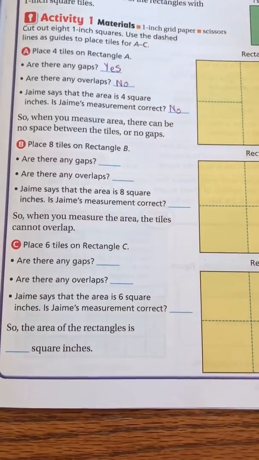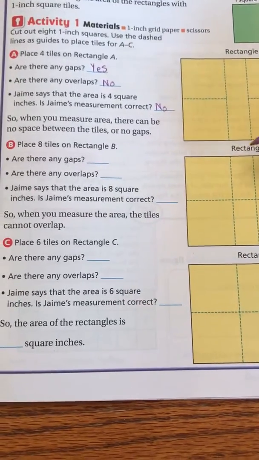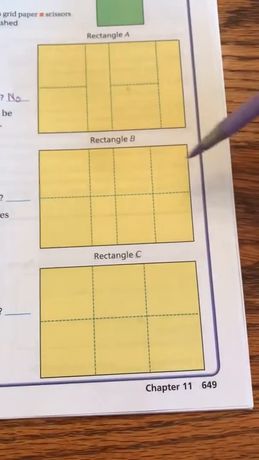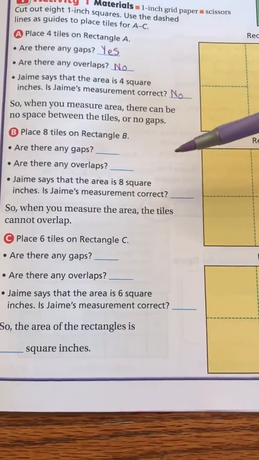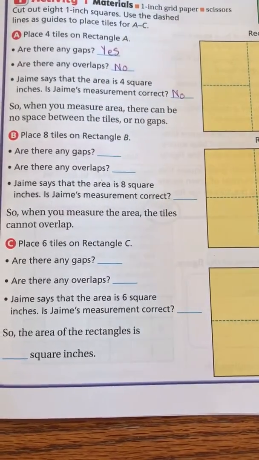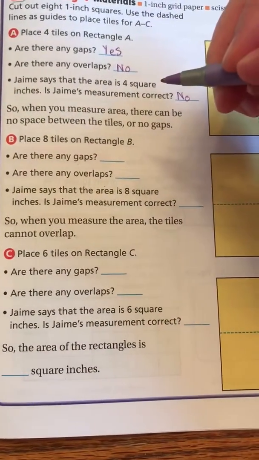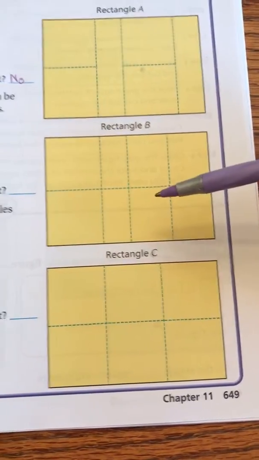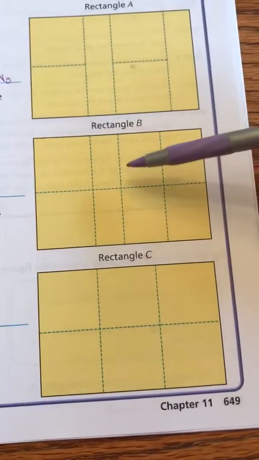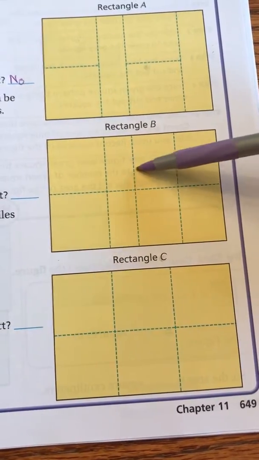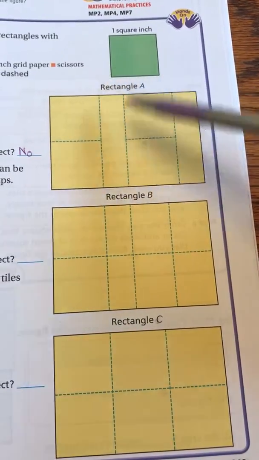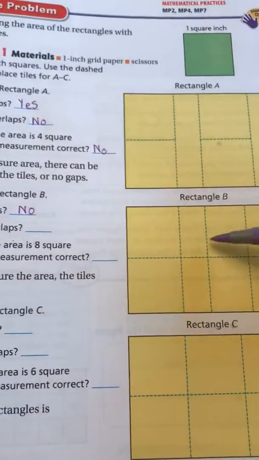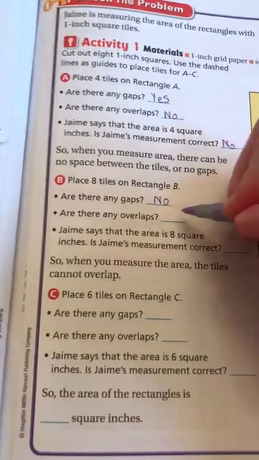Let's go on to rectangle B here. It says place 8 rectangles on here. So you can see there are 8 rectangles. However, let's look at this. Are there any gaps? There are not any gaps. There's no spaces in between. However, when it says are there any overlaps, there are. So this and this would overlap each other if you were placing these squares on here. So there are overlaps, so we're going to put yes.